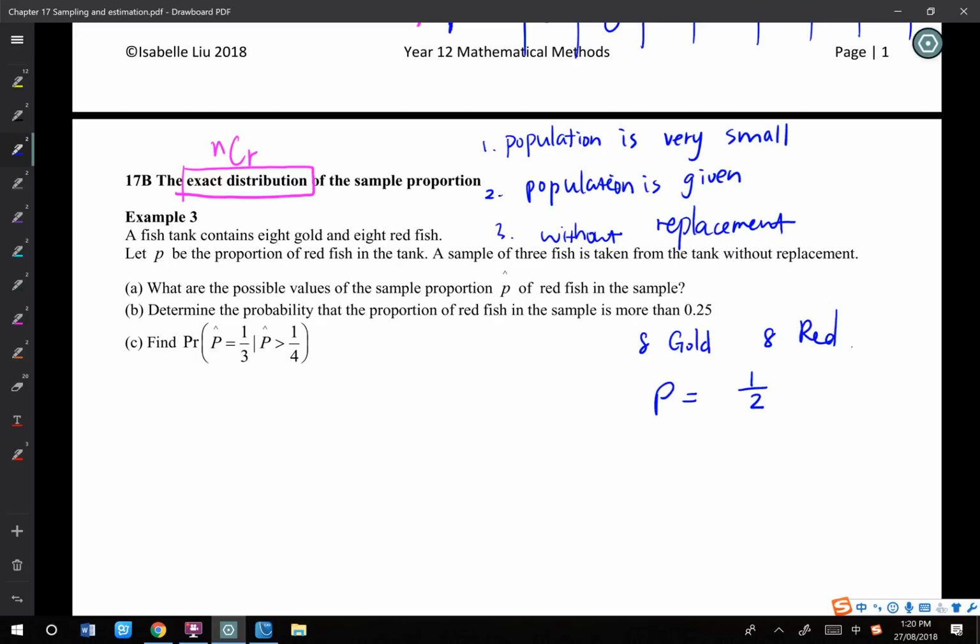So 3 requirements: very small population, population number you know, which is 16 in this question and quite small, and without replacement. And I know my P is a half.